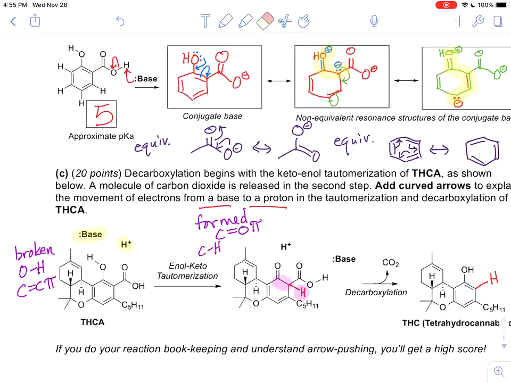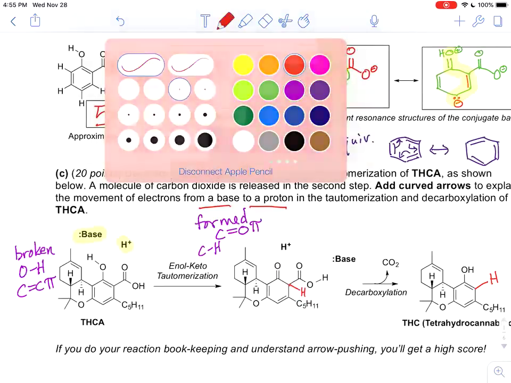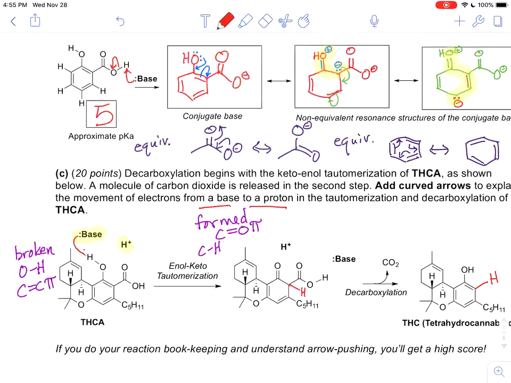Once again, we're given that nice little hint that the arrow pushing starts at the base. So I'm going to do just that. I'm going to start at the base lone pair, and I'm going to pull off this hydrogen. This then kicks these electrons.